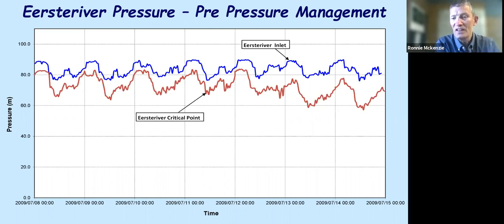Now, I mentioned earlier, we actually only want 20 meters at our critical point, maybe 25 or 30 if you want to be really generous. So just looking at the critical point pressure, you can immediately see that we've got a major pressure issue here. We've got too much pressure in this system.